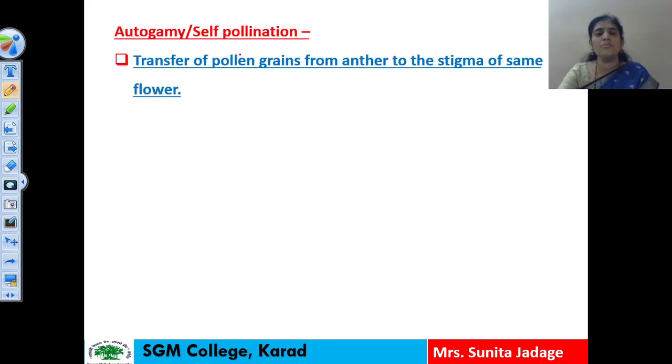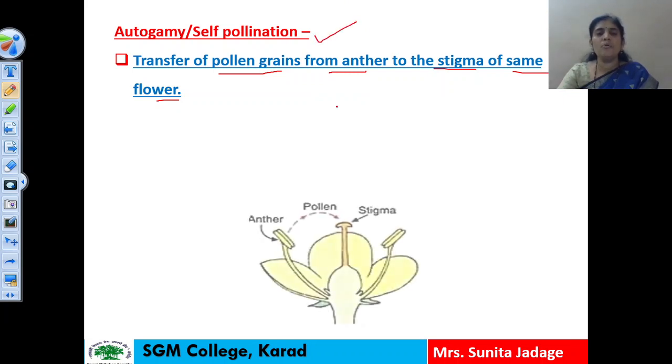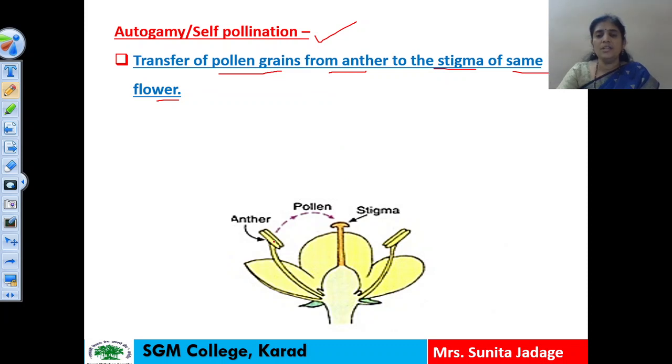So what is meant by autogamy or self-pollination? When the pollen grains are transferred from anther to the stigma of the same flower, that means the pollination is taking place in the same flower, that type of pollination is called autogamy or self-pollination. You can see this in the diagram: the pollen grains are formed inside the anther, and these pollen grains are transferred towards the stigma of the same flower. Such type of pollination is called self-pollination.